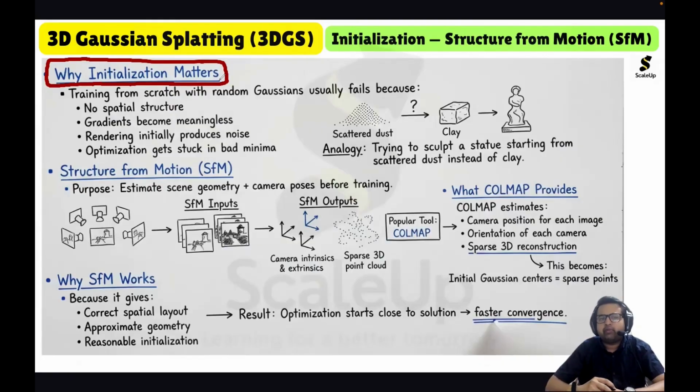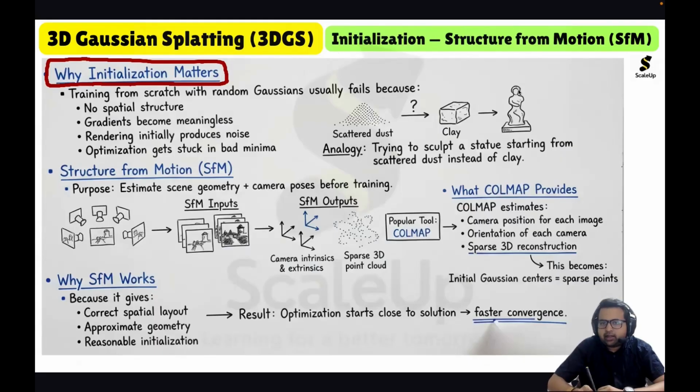But now one very important question: why does initialization matter? What's the need for initialization? Because we know that we can start with random 3D Gaussians, and at every step compute the loss, update the parameters, and keep doing it until the rendered image is very close to the real image. So why are we concerned about initialization?